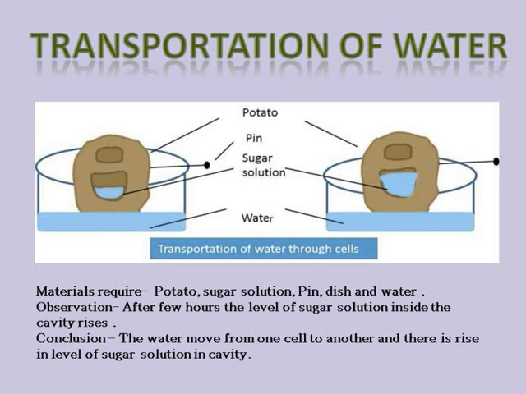Now why is there a rise? Because the water that is present in the dish transfers from the potato to the cavity. How? Because the potato is made up of cells, the water is transferred from one cell to another, and in this way the water moves to the cavity, and as a result the level of water inside the cavity increases. In the same way, the water reaches the xylem vessel of the root from the soil. The root absorbs the water, and that water reaches the xylem vessel in the same way: first cell to cell, and ultimately it goes to the xylem vessel.